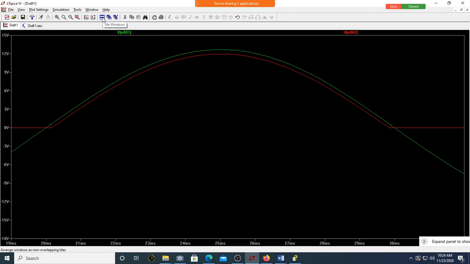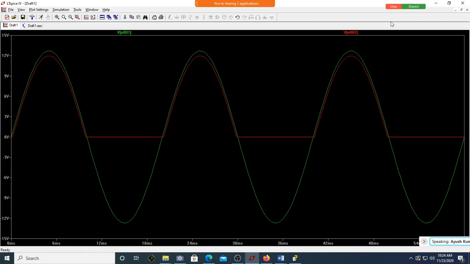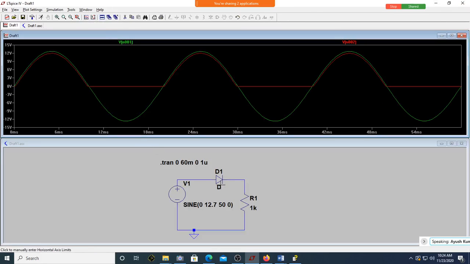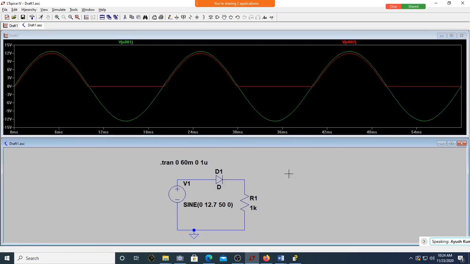So I can again make this smoother. So what I'll do, I'll put a capacitor to do this. If anybody has any question, you can just ask me now.